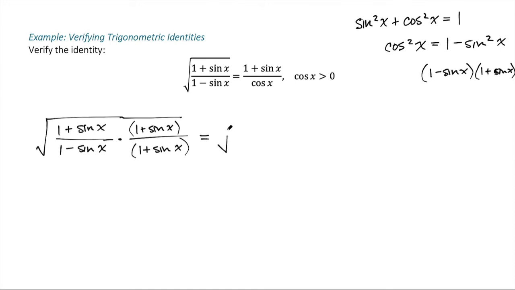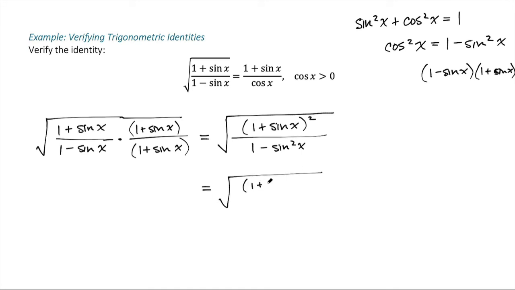So I have still underneath the square root, in the numerator, 1 plus sine of x times 1 plus sine of x. That's 1 plus sine of x squared. Over, now my denominator, 1 minus sine of x times 1 plus sine of x is 1 minus sine squared of x. Now that is an identity. So I'm going to go ahead and use this previously established identity, the Pythagorean identity, to say that that is equal to cosine squared of x.